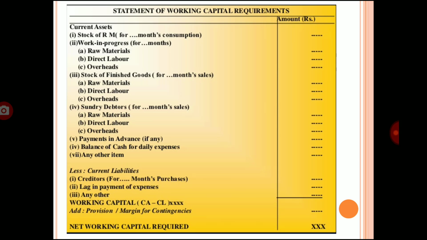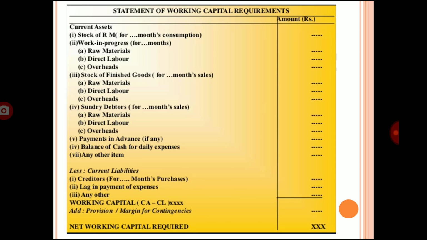Here it will give you the month's consumption, but it will depend on the numerical. If the examiner gives you all the estimates in days, then you have to calculate in days. If it is given in a month, then you have to calculate in a month. So stock is simple. You have to check what raw material you have purchased, and calculate it month wise.